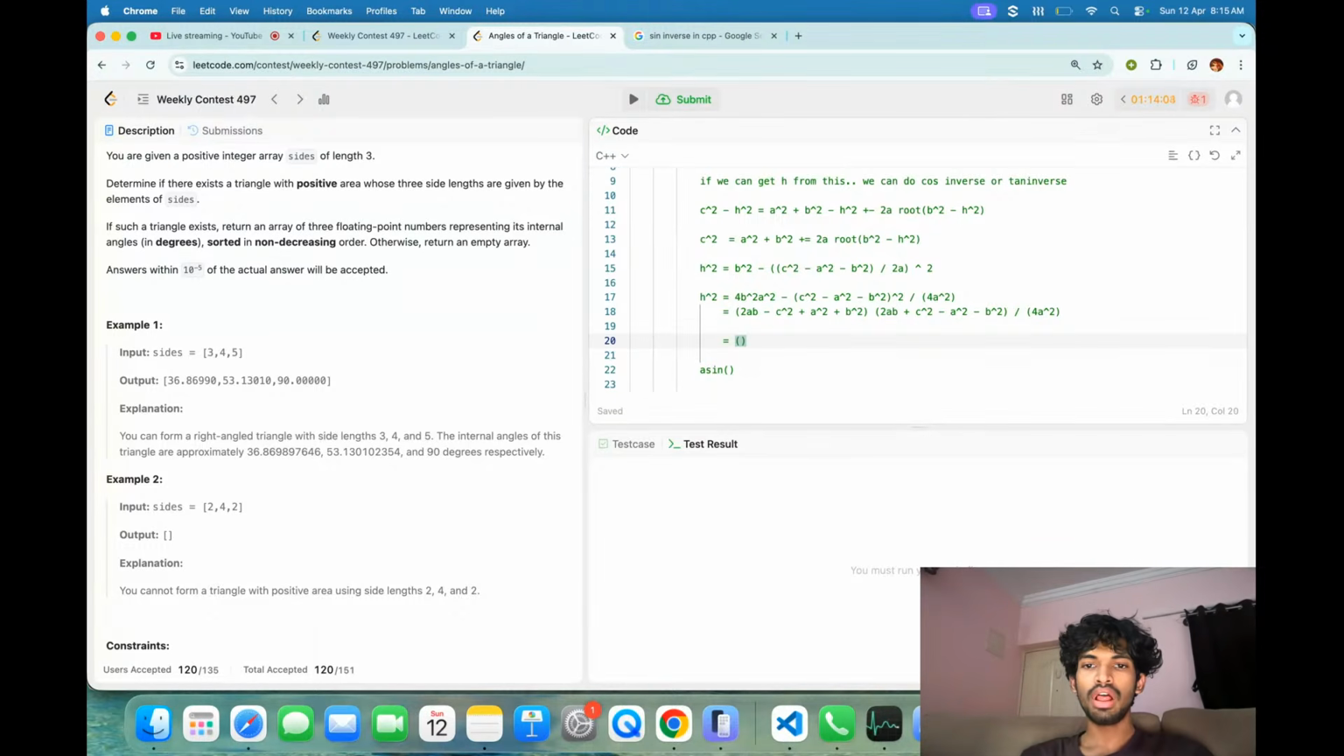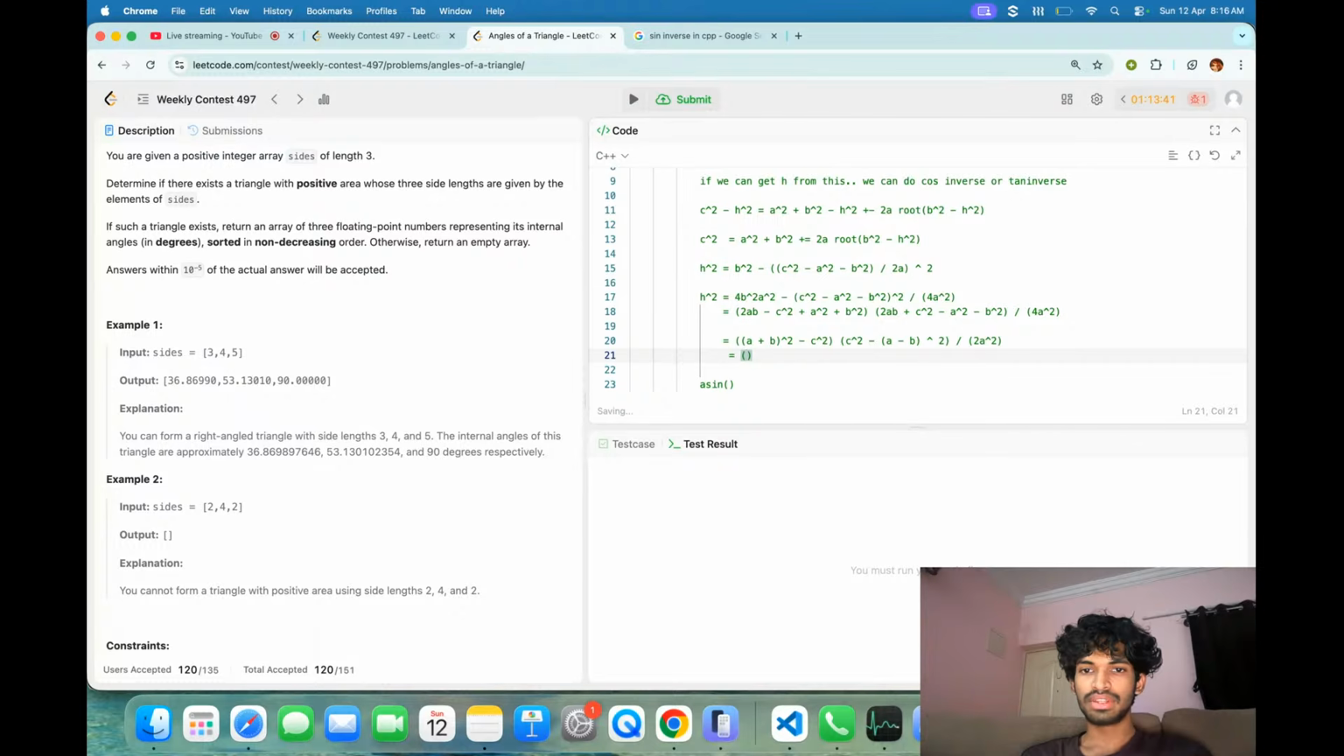So this is a plus b whole square minus c square times c square minus of a minus b whole square. So now we are coming to by 2a whole square. Now we are coming to the formula that I remembered, right?